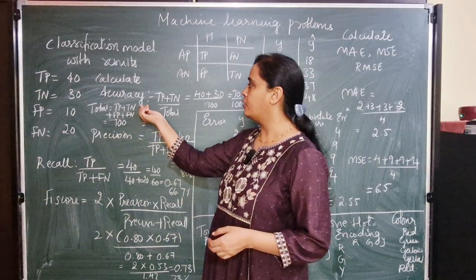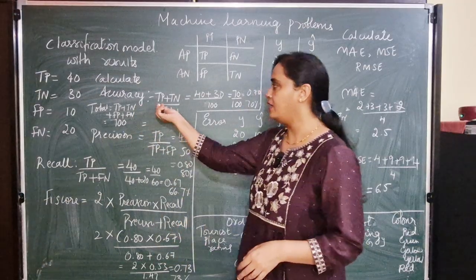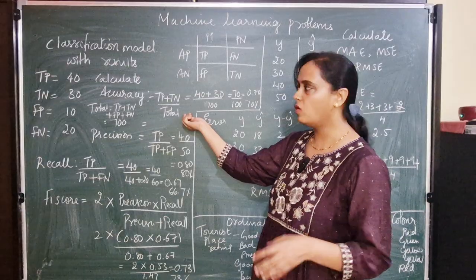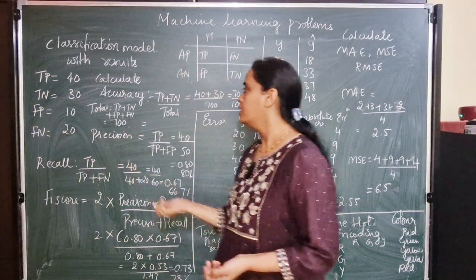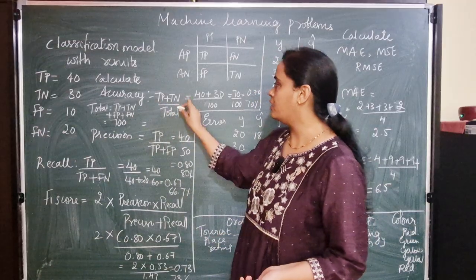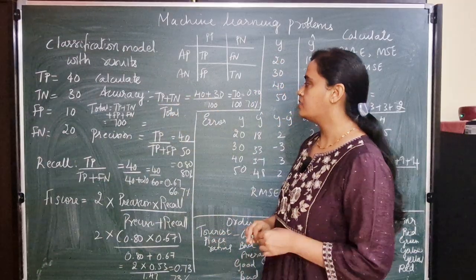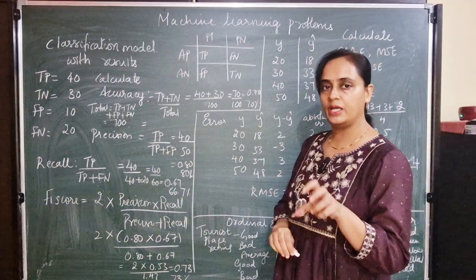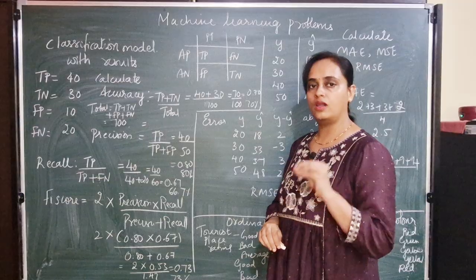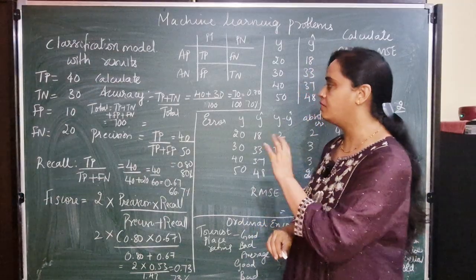To calculate accuracy, the formula is TP plus TN divided by total. Total is nothing but you add all these parameters, which is 100. Therefore, TP is 40, TN is 30, 70 by 100, 0.70. So the accuracy is 70%. The overall correctness of this model is 70%.